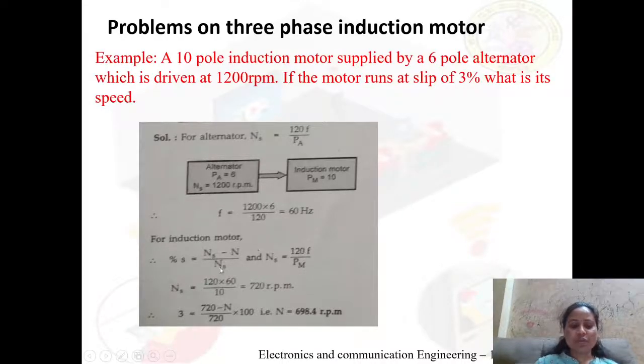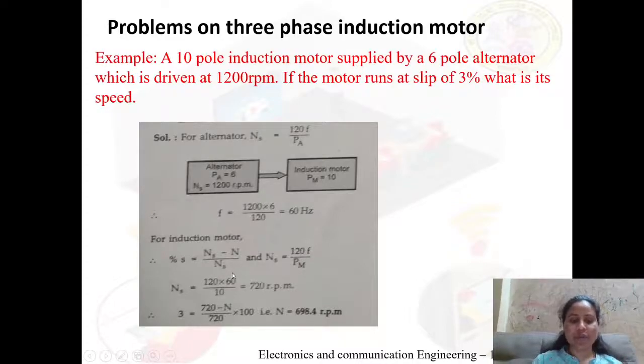So we know the relationship between slip and the synchronous speed, that is percentage S is equal to Ns minus N by Ns. Ns minus N is the slip speed divided by Ns, the speed of the rotating magnetic field. So here, let us calculate the synchronous speed of the motor first.